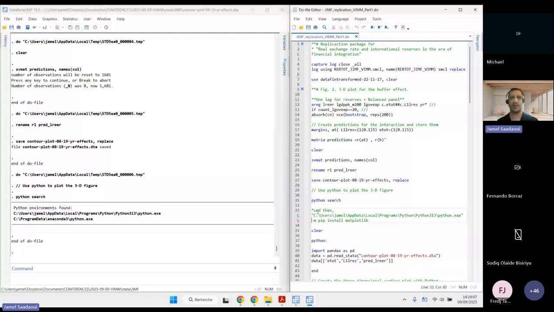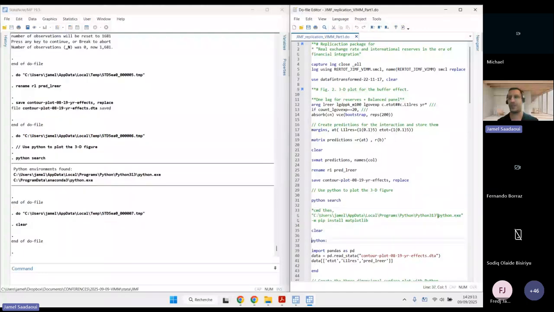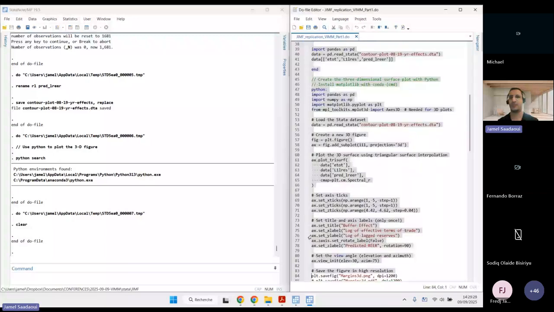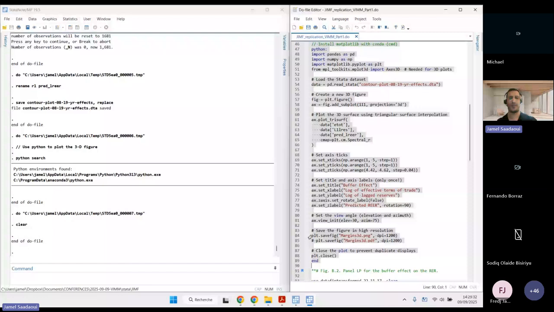So I clear everything, and I will use the database that I previously estimated from the interaction term and the two-way fixed effect model. I will send it to Python here, and then I will create the 3D plot. I will not enter a lot inside it, just to speed up the process a bit.